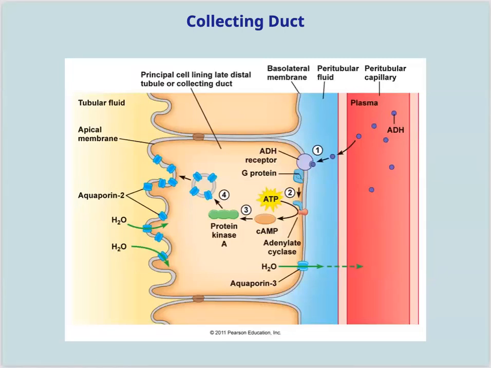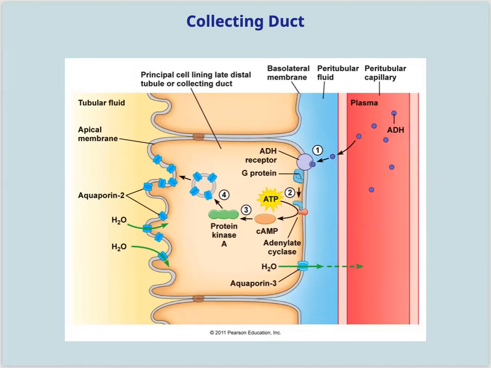In the distal convoluted tubule and in the collecting duct, there is variable secretion and reabsorption of solutes and water. These regions are under hormonal control, specifically under the control of a hormone called aldosterone and another hormone called ADH, antidiuretic hormone.